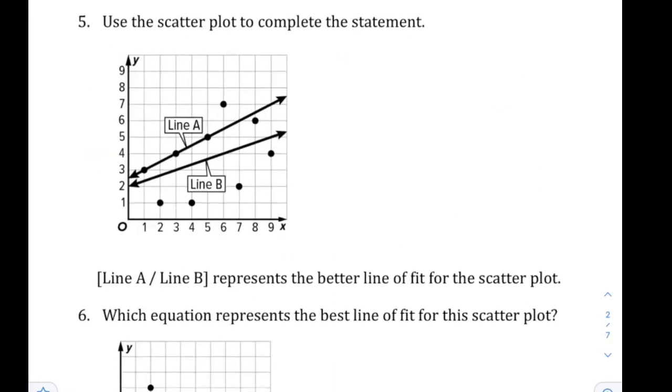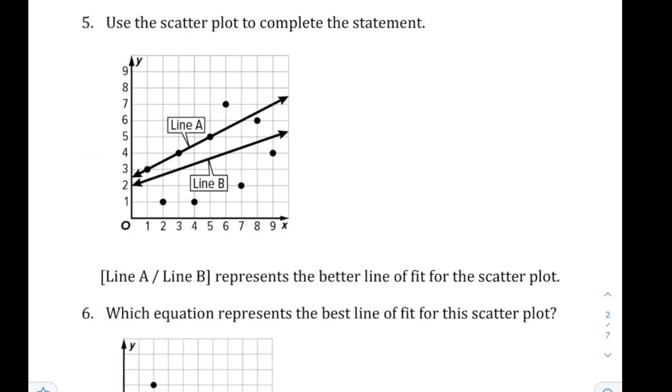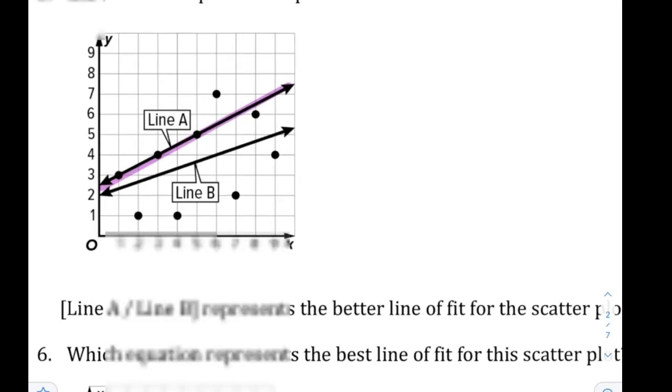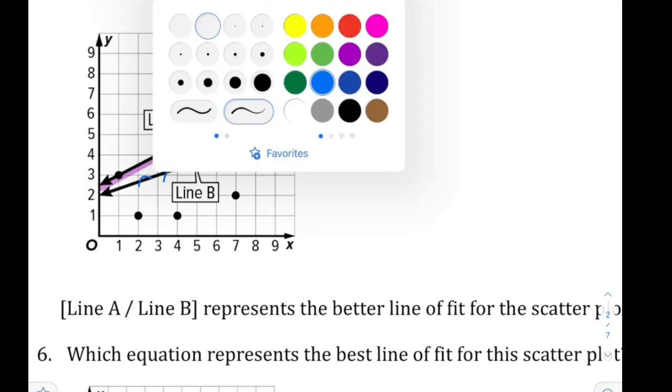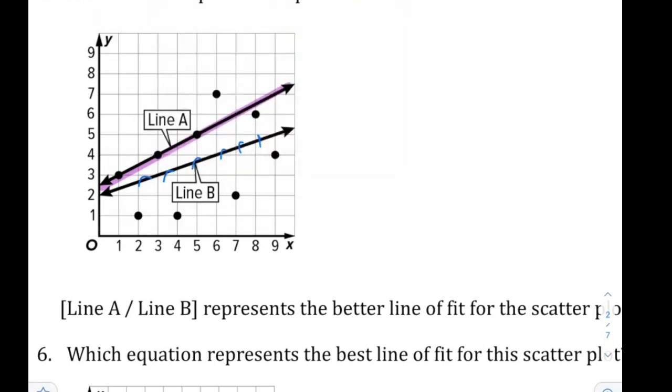Let's see question 5. Use the scatter plot to complete the statement. Line A or B represents the better line of fit in the scatter plot. So we'll choose which one is better, line A or line B. Let's check. For line A, if you ignore line B, as you see here, it is passing through 3 points, while we have 1 point above. How many points below? 1, 2, 3, 4, 5 points below, which is not fair. And that means line A is not the best fit.